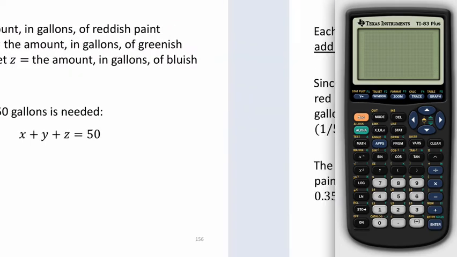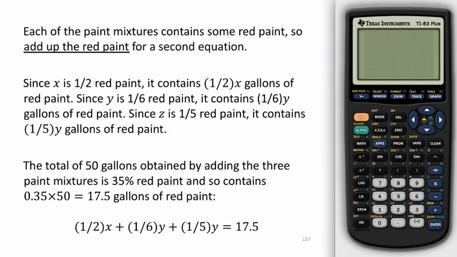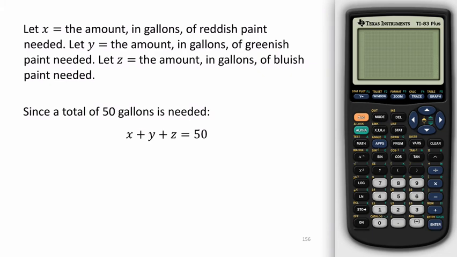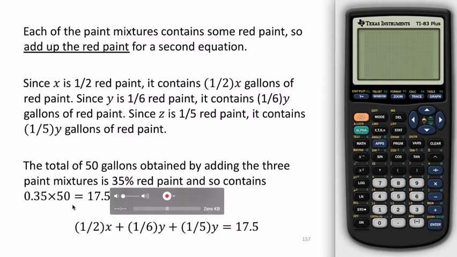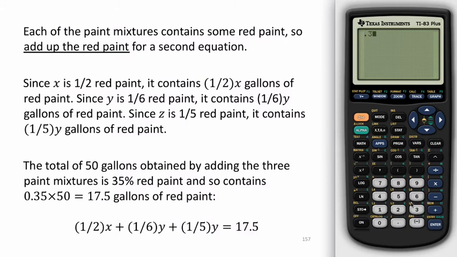Here's the first equation and the second equation. In the second equation, where I'm adding up the red paint, I do just happen to calculate here that 0.35 times 50 is 17.5. So I wrote the 17.5 here. You could do that computation right in the calculator when you're putting in the matrix if you want.